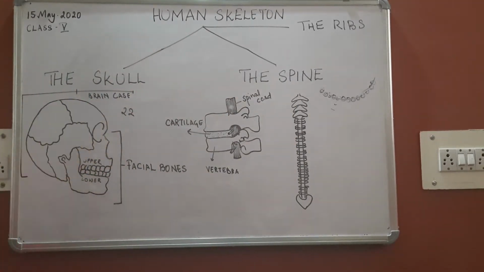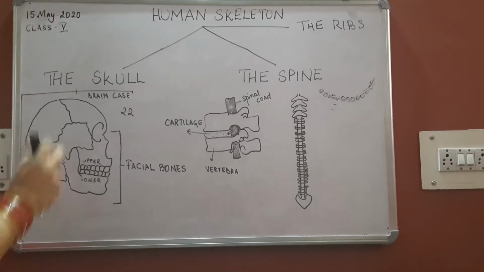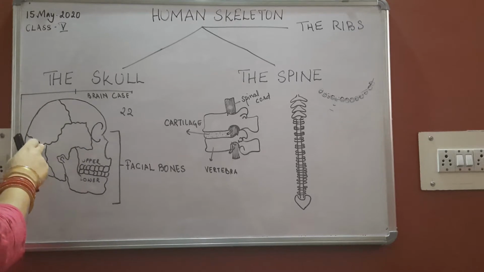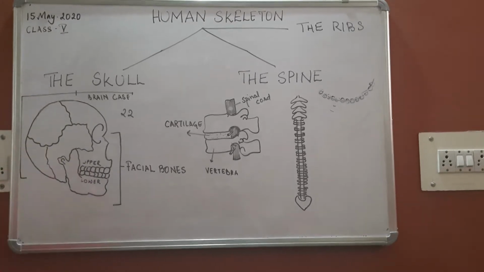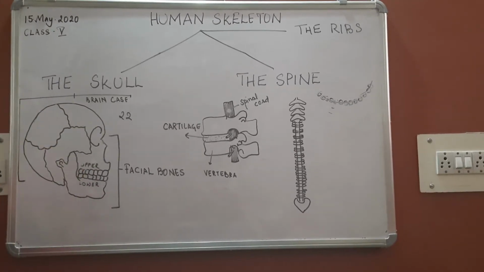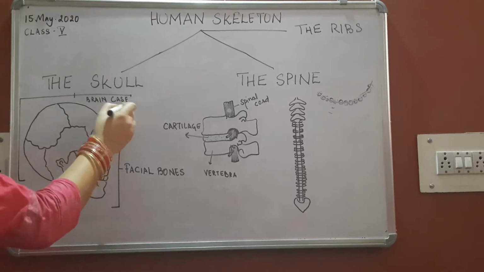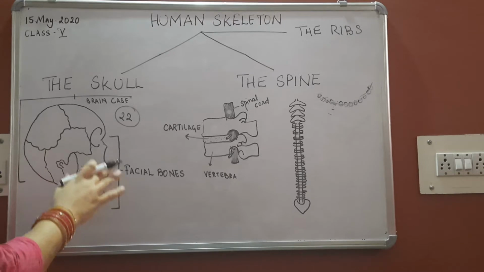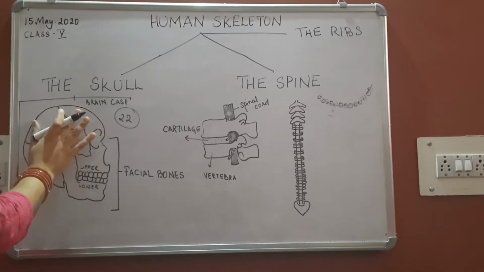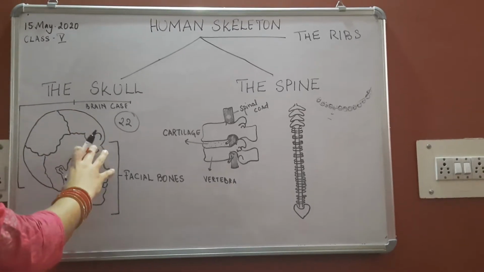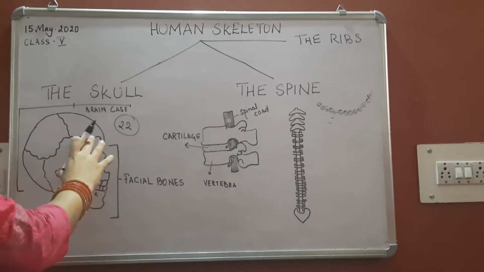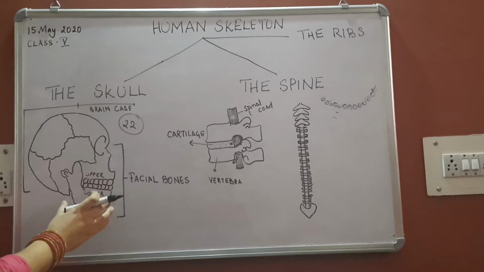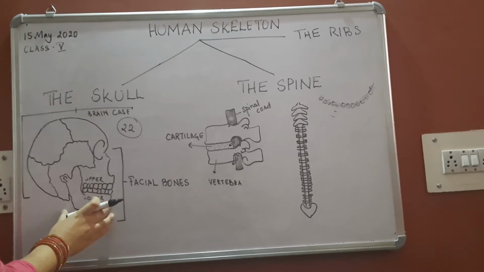First, the skull. The bones of the head make the skull. The skull protects the brain inside our head. It is made up of 22 bones. Okay, now these are joined together: the upper part of the skull has 8 bones and the face is made up of 14 bones. The upper jaw is fixed and the lower jaw is movable.